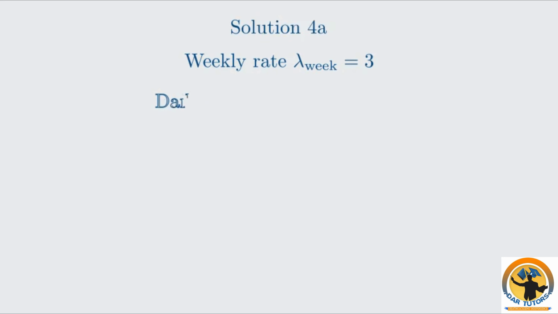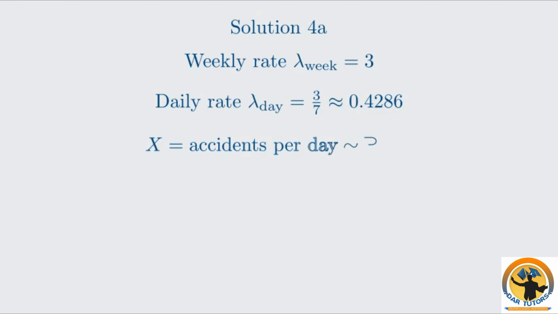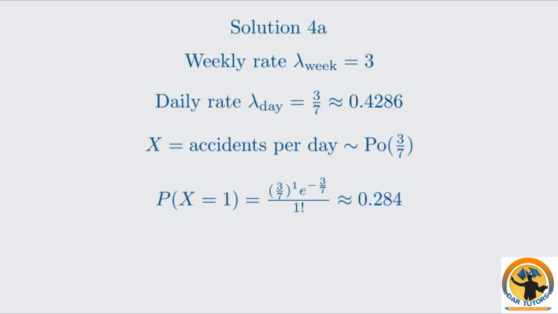Let's solve question 4. This question requires a 2-stage approach. First, we address part A. The weekly accident rate is 3, but we need the daily rate. Since there are 7 days in a week, the daily rate, lambda_day, is 3 divided by 7. Let X be the number of accidents on a given day. So X is distributed as Po(3/7). We want the probability of exactly 1 accident on a day, P(X=1). Using the Poisson PMF, this is approximately 0.284. This will be the probability of success for the second stage of our problem.